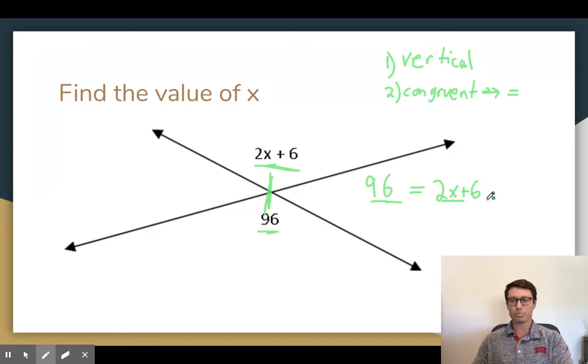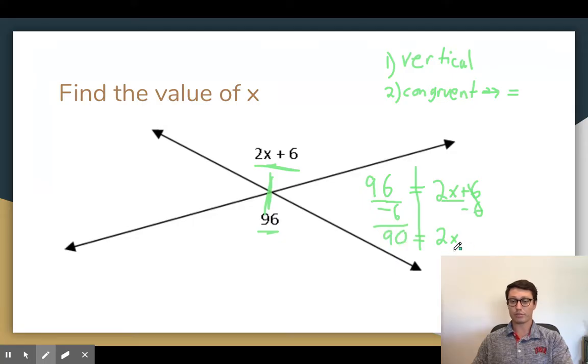So we have to put in the entire expression. Now we have an algebra problem and we solve. 2x plus 6. So get rid of everything on the same side as the x. We need to get rid of 6. We subtract 6. Those cancel. We have 2x equals 96 minus 6 gives us 90.